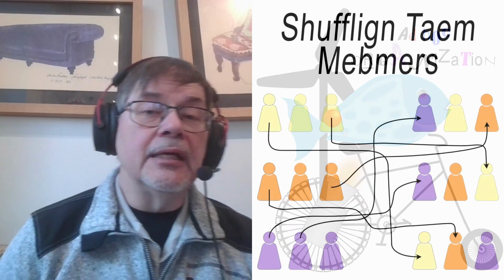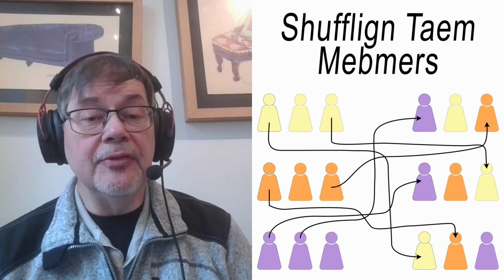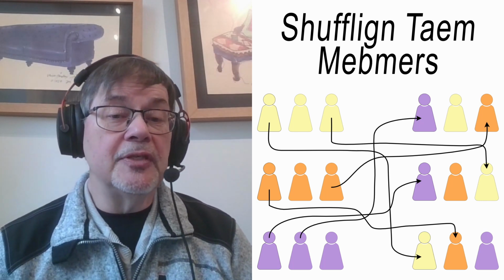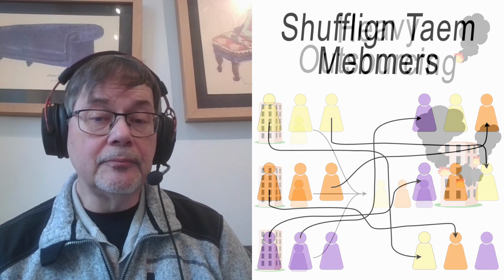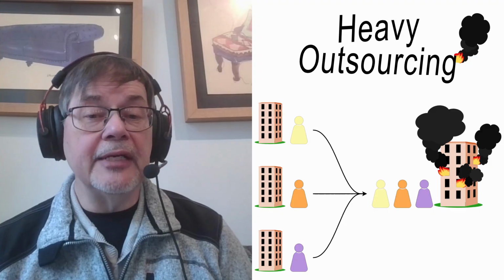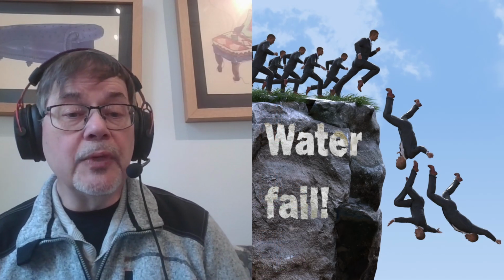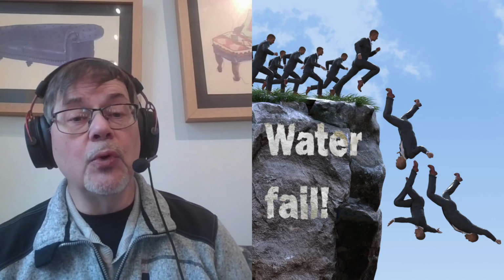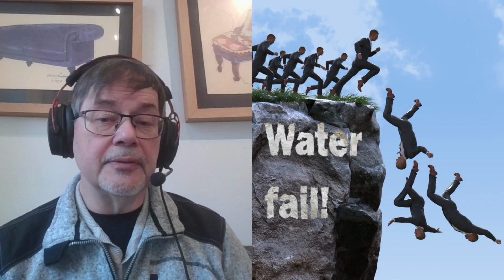The next anti-pattern is shuffling team members around between teams a bit willy-nilly. This includes assembling teams for a specific project and then disassembling the team afterwards. Heavy outsourcing is also an anti-pattern. It's related to shuffling team members around. One-way flow processes, in other words, waterfall and waterfall-like processes, is also an anti-pattern.